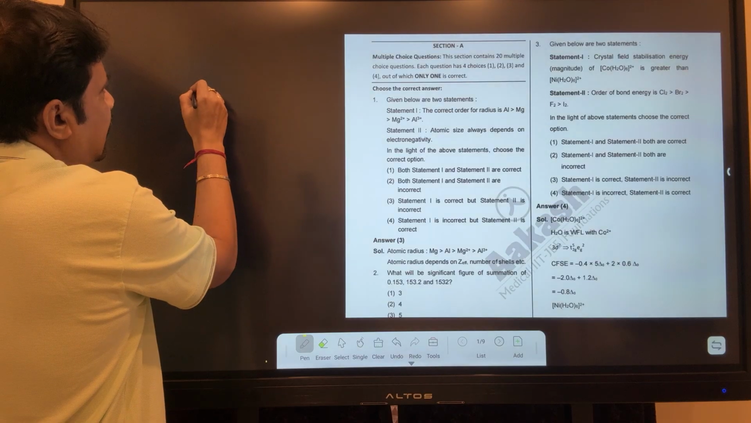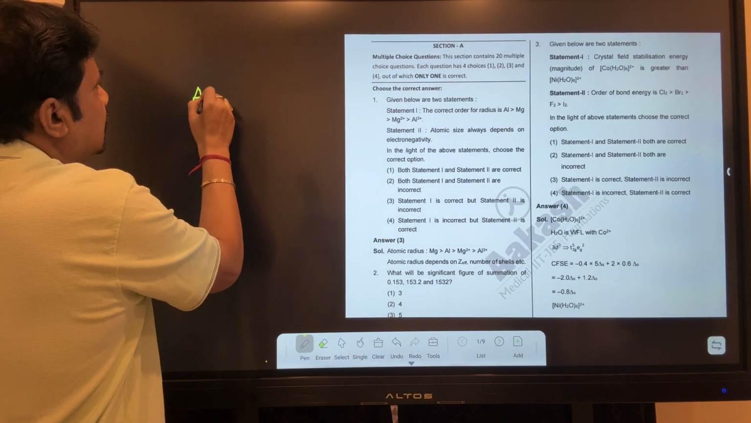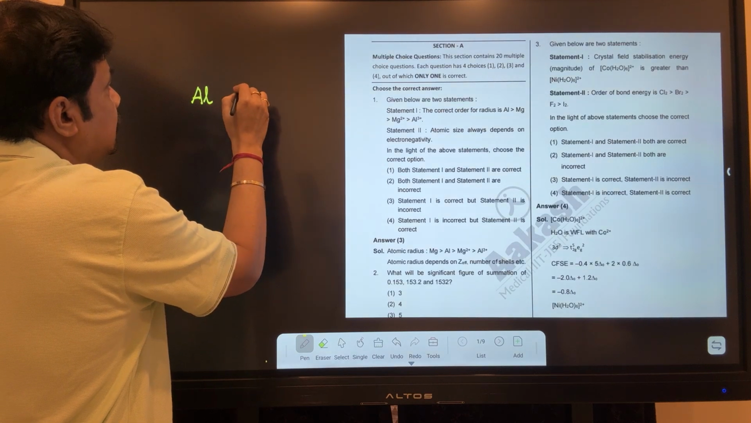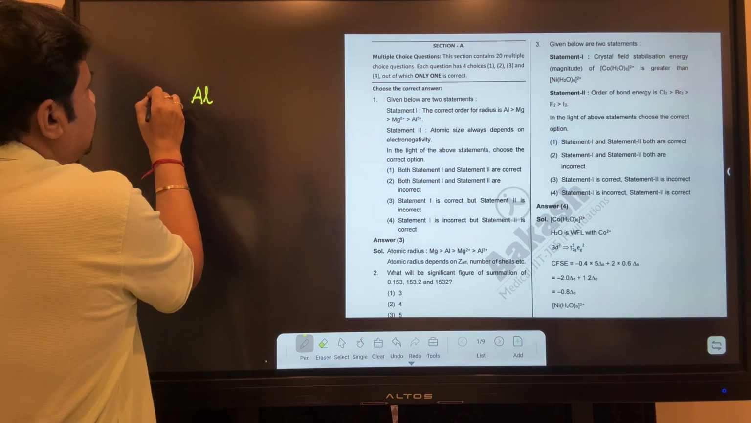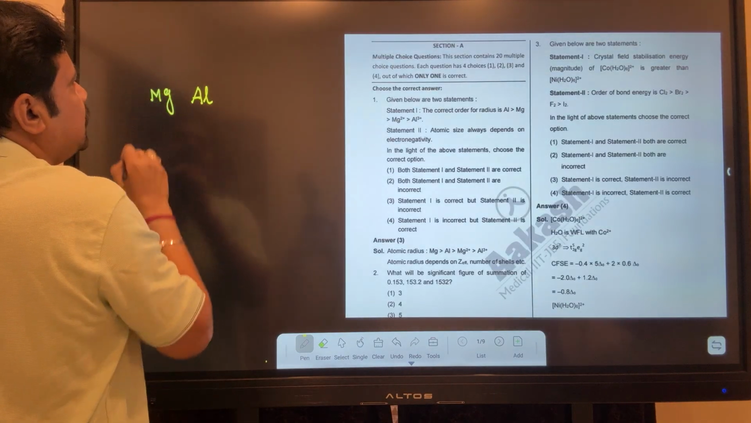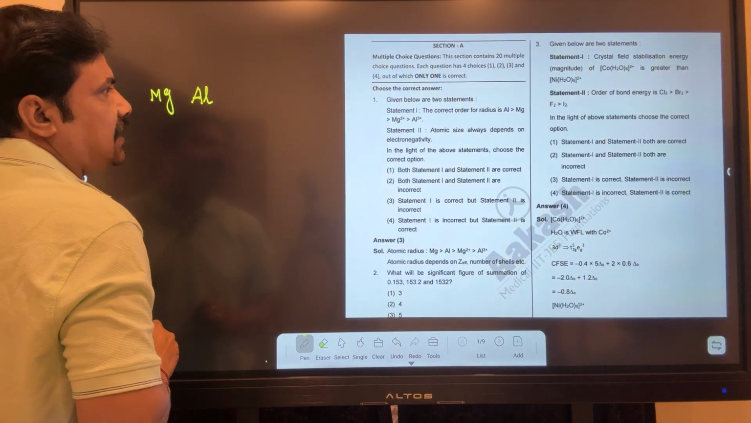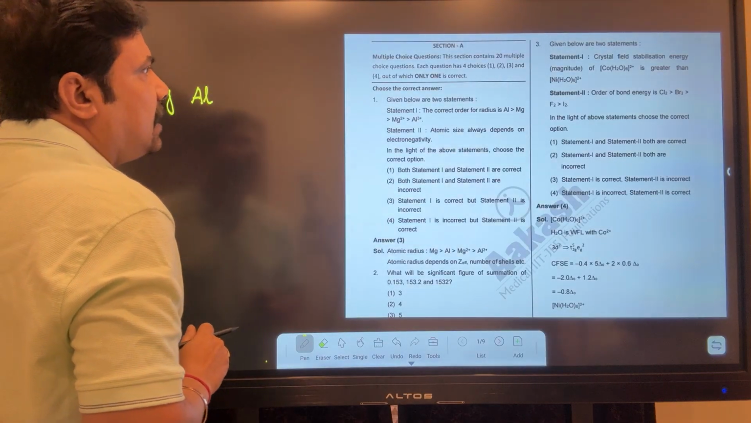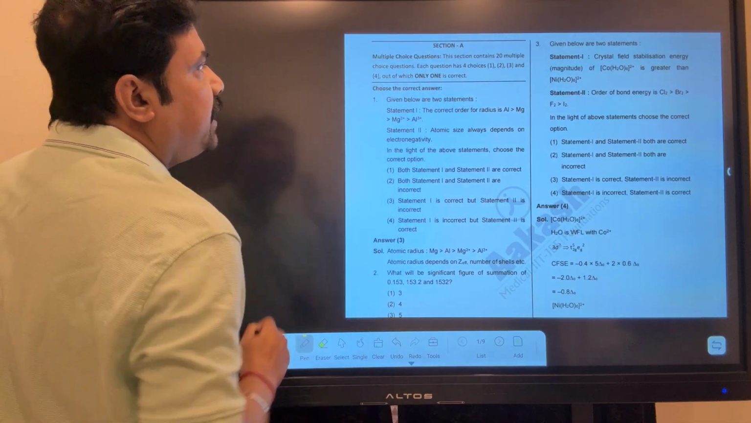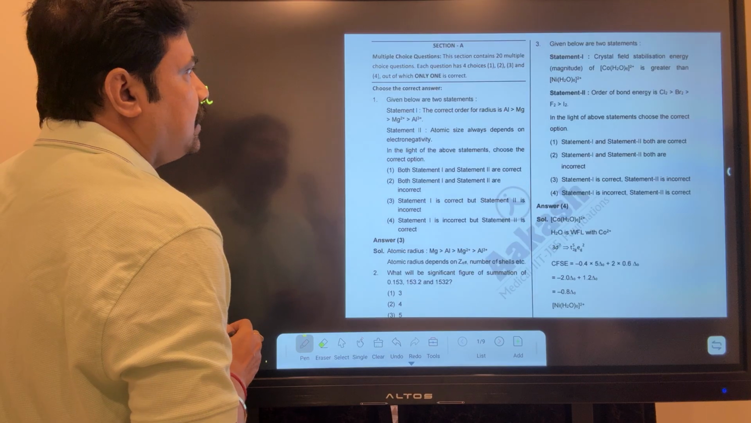If you look at that, aluminum, and after that there will be magnesium. Magnesium is there first, and after that aluminum. Magnesium atomic number is 12, aluminum is 13. Now they are telling the correct order of radius of aluminum is greater than the magnesium.